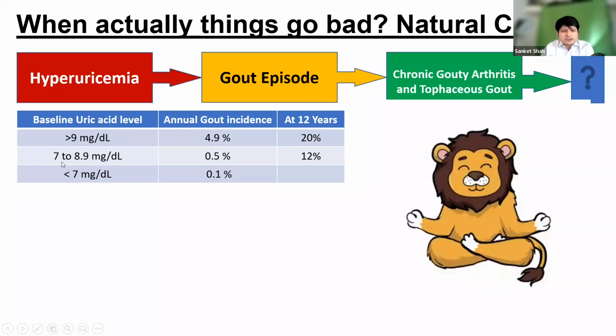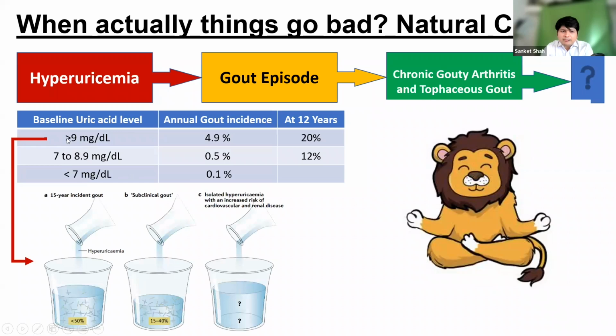If your uric acid is between 7 and 8.9, at 12 years the chance is just 12%. If it's less than 7, annual gout incidence is just 0.1%. There is a very beautiful study in Nature Reviews. If a patient has uric acid more than 9 milligram per dl, at 15 years the chance of incident gout is less than 50%. It's like flipping a coin, right? So it is not subclinical gout, where you can have uric acid deposition but no clinical episode, it is 15 to 40%. So not everyone is going to develop an episode of gout.